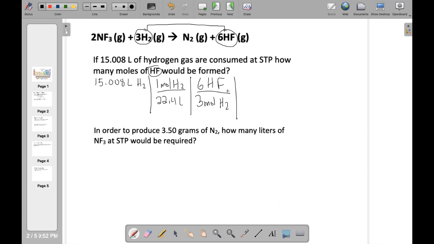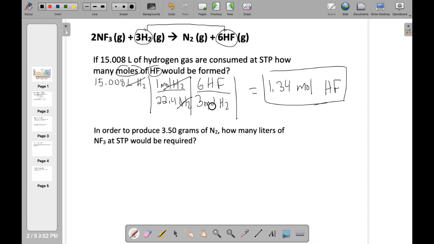Now, if I just go ahead and do this math, because it wants my answer to be in moles, I will get 1.34 moles of hydrogen fluoride, and that will be my answer. So let's look at the units. Liters of hydrogen, moles of hydrogen, moles of hydrogen. I'm left with 6 moles. I'm left with moles of hydrogen fluoride. So 15.008 times 1 divided by 22.4 times 6 divided by 3. Here's my answer. Let's go ahead and do the next one.